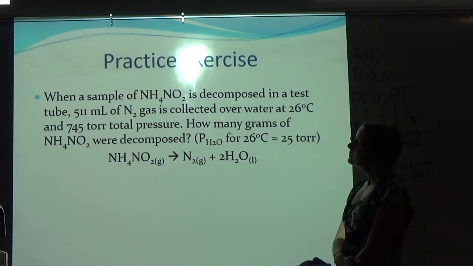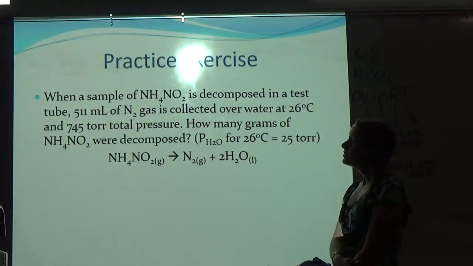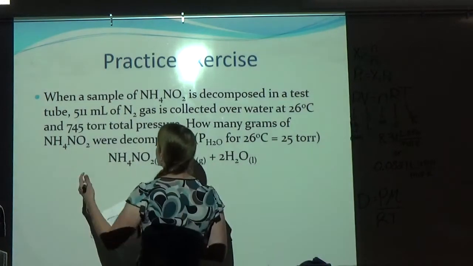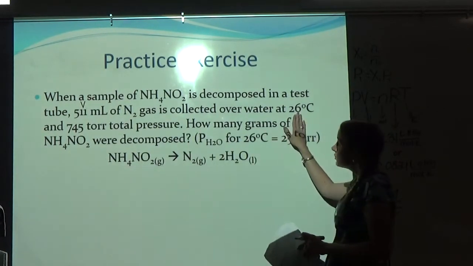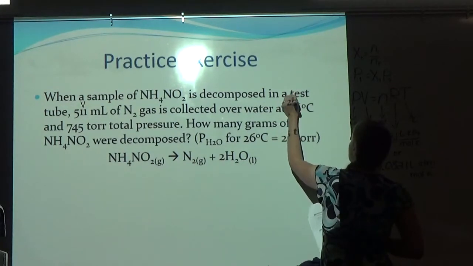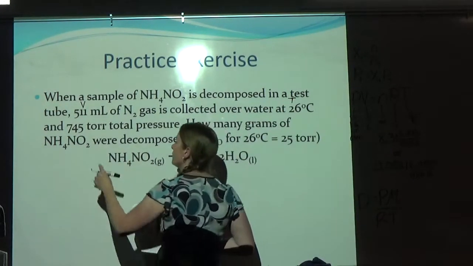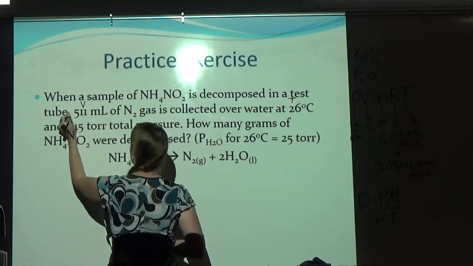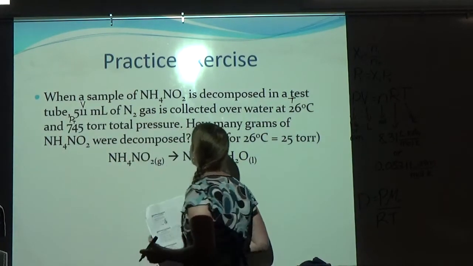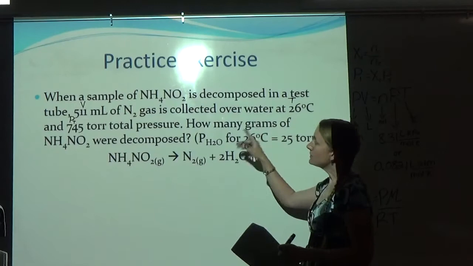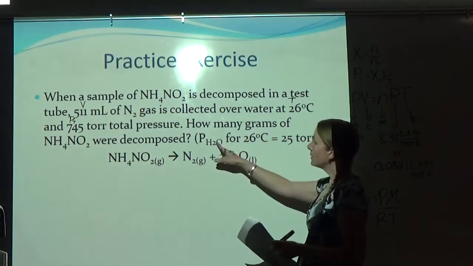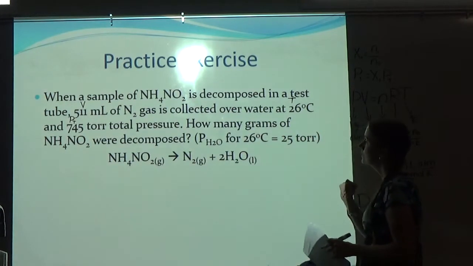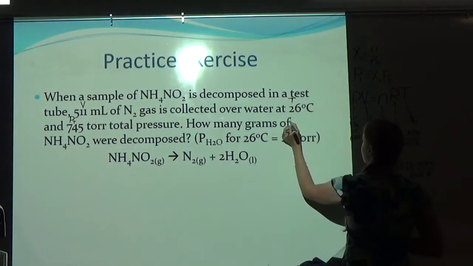So it says, when a sample of NH4NO3 is decomposed in a test tube, 511 milliliters of nitrogen gas is collected. So here's a volume. Over water at 26 degrees Celsius, so here's the temperature, and 745 torr total pressure. So here's my total pressure. How many grams of NH4NO2 were decomposed? The partial pressure of water at 26 degrees Celsius is 25 torr.